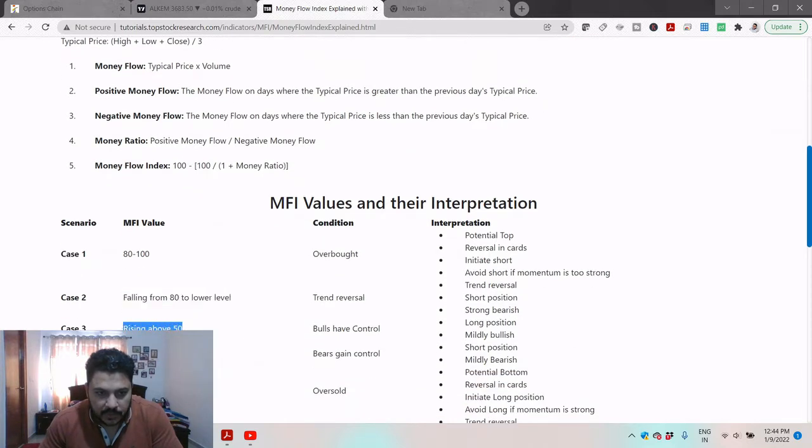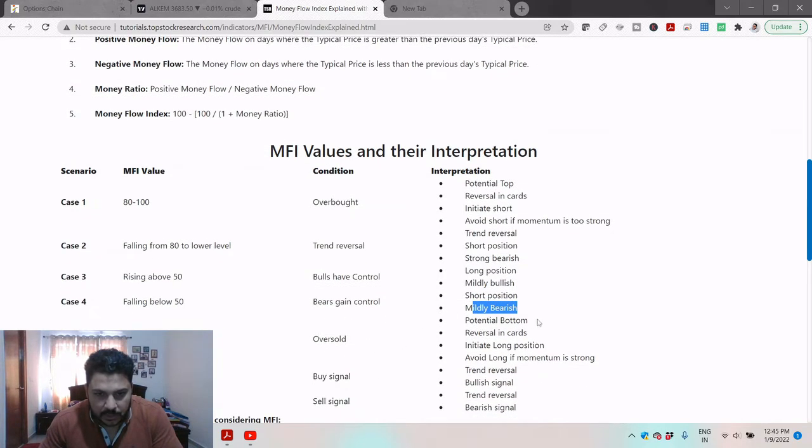Rising above 50 means bulls have control: long position, mildly bullish. Falling below 50 means bears are getting control: short position, mildly bearish. And 0 to 20 is the last zone, where you can consider it oversold. That means a potential bottom, a reversal is in the cards: initiate a long position.